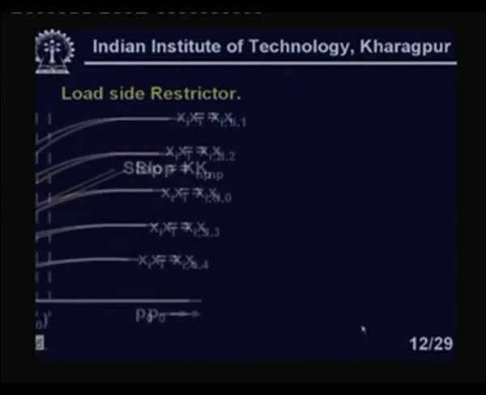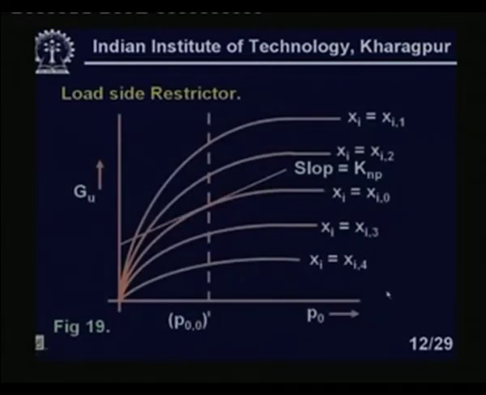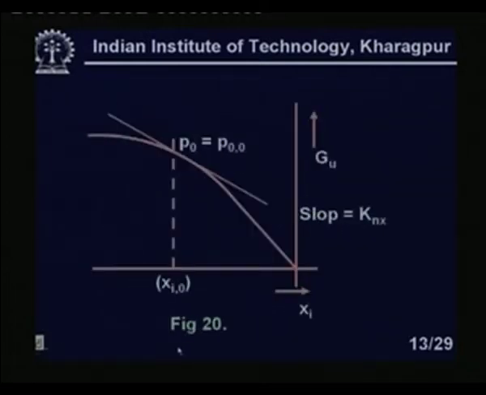And the load side restriction, let us look at that. So, this is the load side restriction graph. We have GU here and we have plotted PU here for different values of Xi, right? So, we can also see that for a small region we can linearize. So, if there is an operating point, we can linearize across it, right.